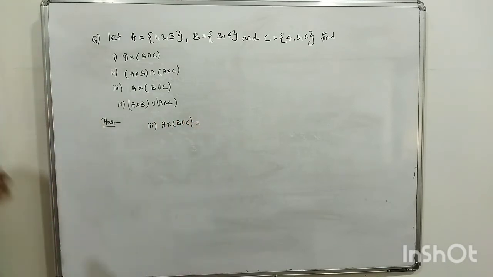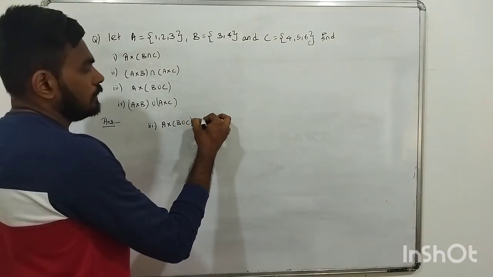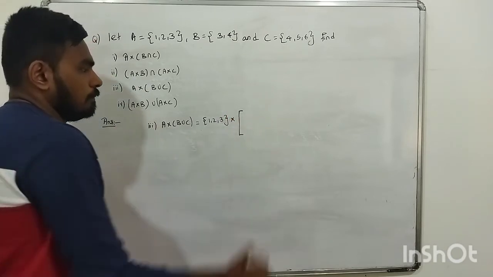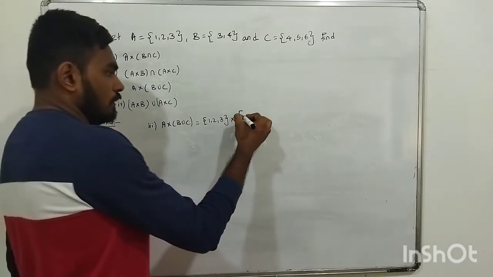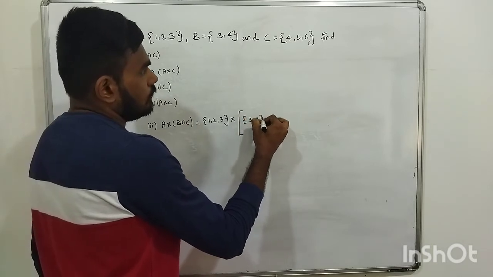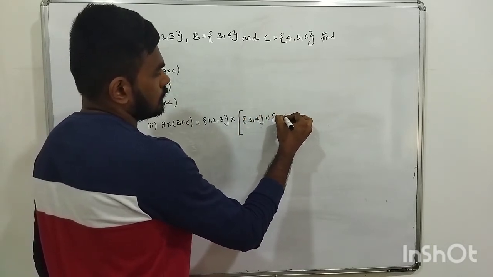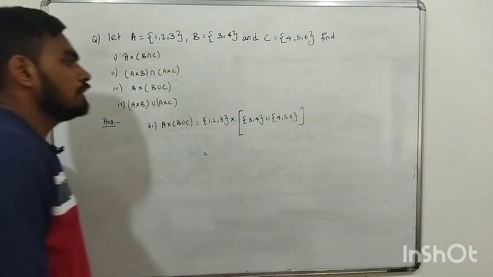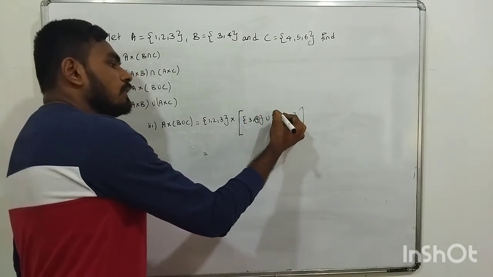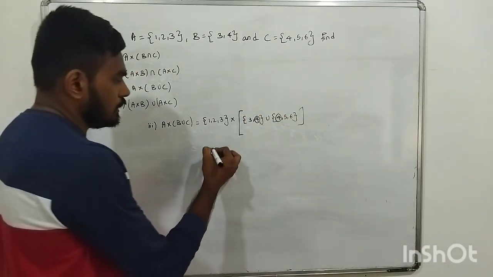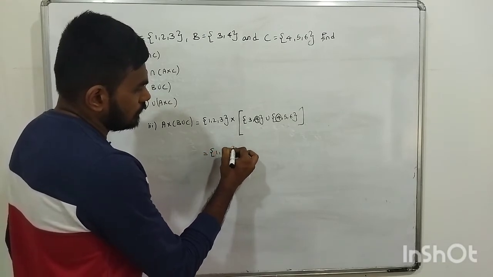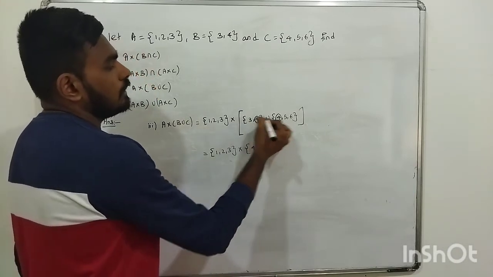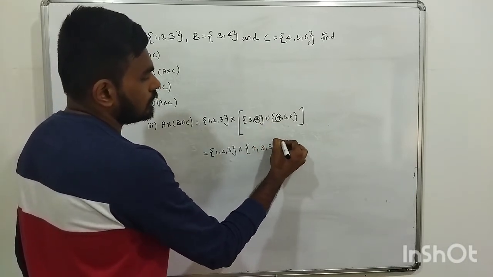The third one will be: first we write A, {1, 2, 3} cross bracket B union C, so {3, 4} union {4, 5, 6}. How do we find union? We write the common element only once and then write the remaining elements as well. So 4 only once, and then the remaining elements 3, 5, 6. You can write it as {3, 4, 5, 6} also.